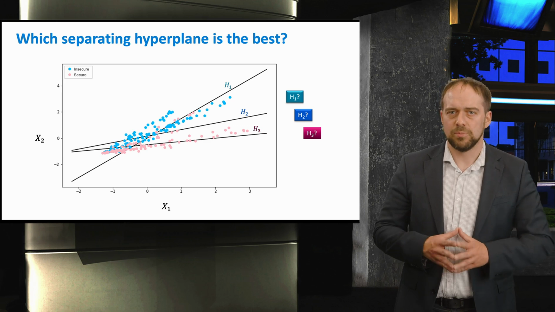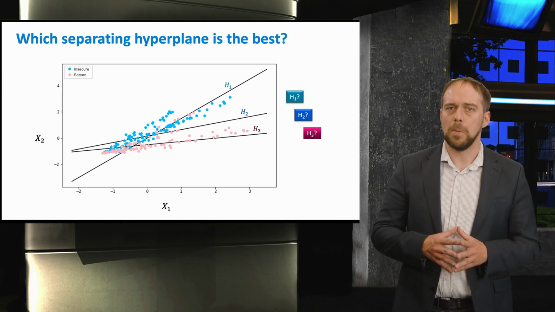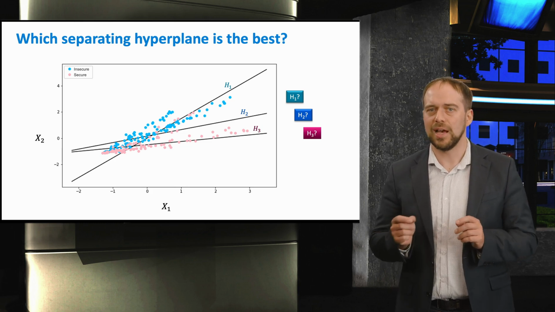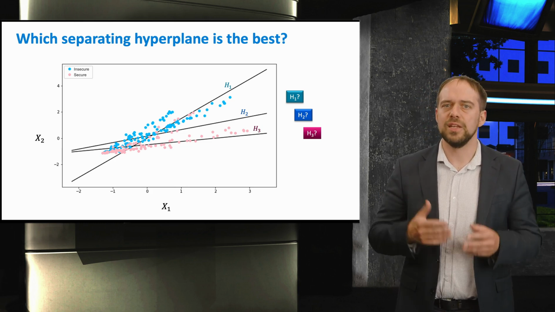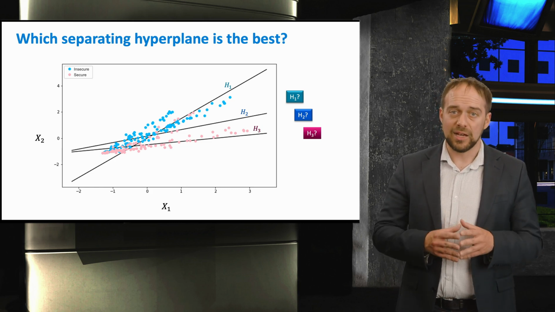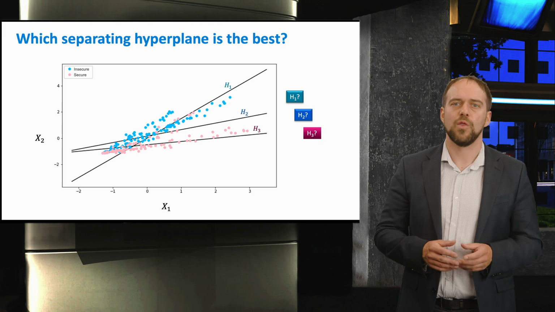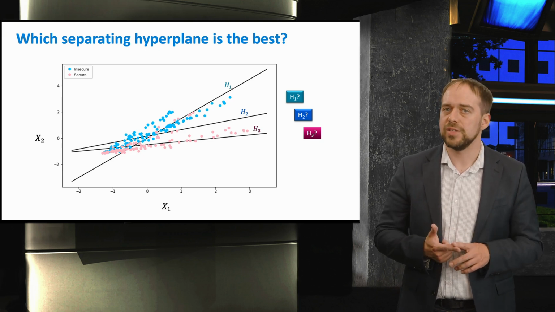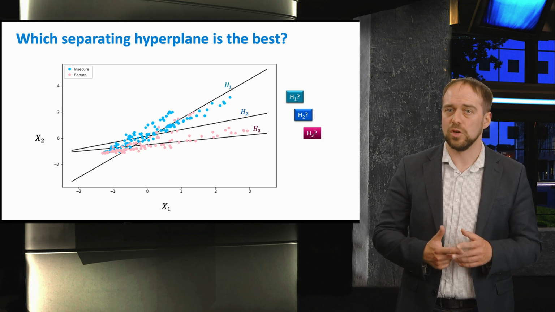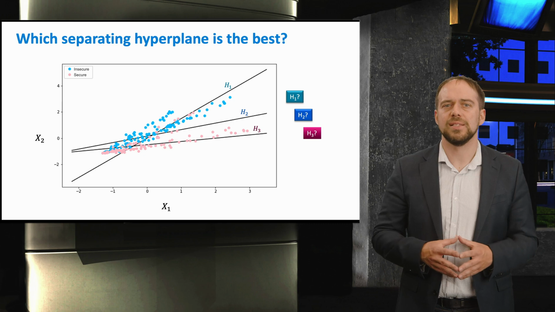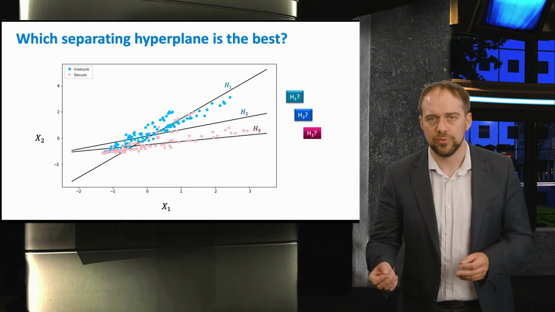The SVM's approach to this problem is to maximize the margin, the distance between the separating hyperplane and the nearest data points from each class. A larger margin means the model is more robust to noise. Small variations in measurements are less likely to cause misclassification, and the overall generalization tends to improve.